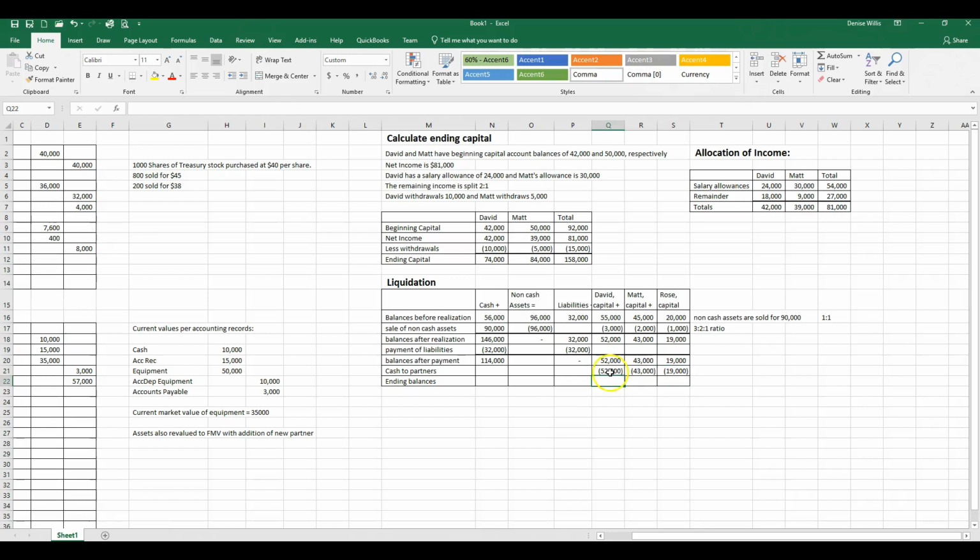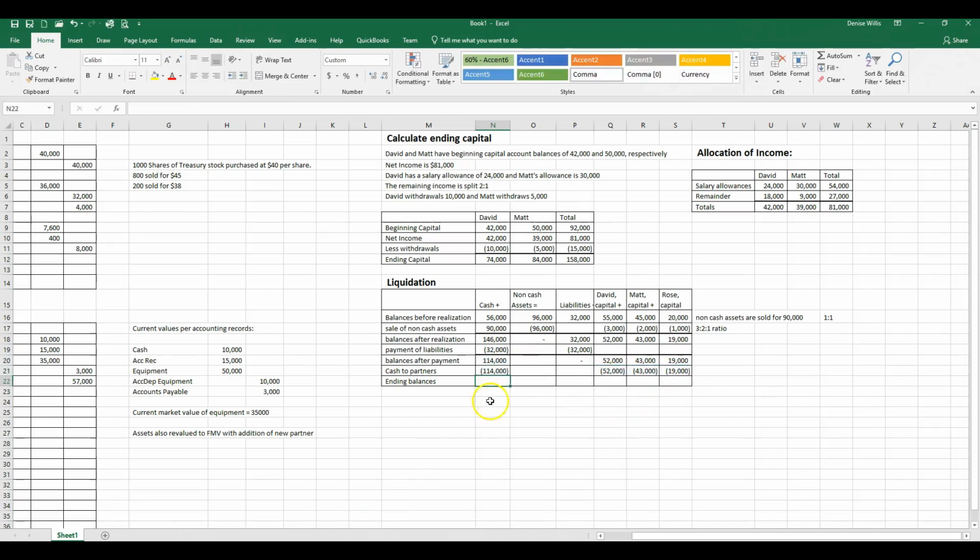And you can see, if we use the sum button here to add these up, we have spent the 114,000. It evens everything out. At this point, everything is 0. Okay, we have properly closed out all of these accounts. So remember, once you get to your ending balances, all you have is cash and remaining capital. They just simply get the cash that matches the amount of their ending capital.